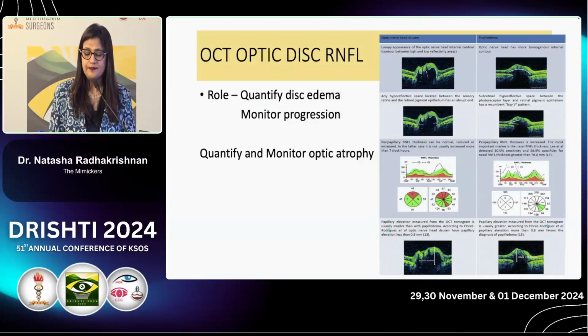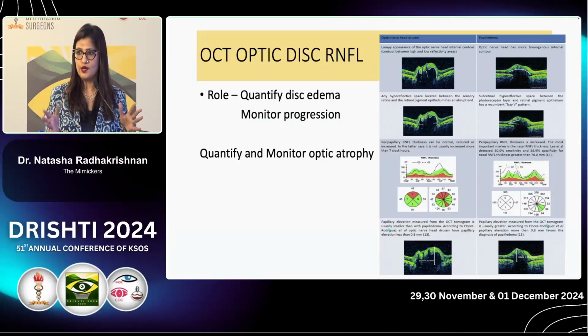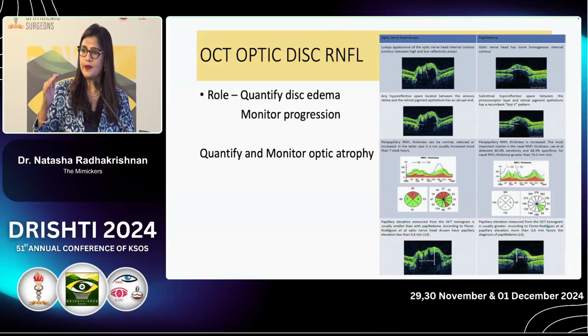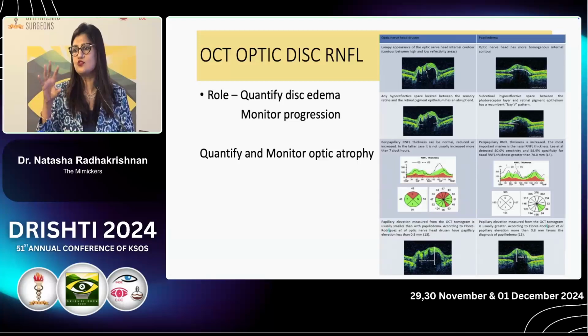In OCT, how does it help? Will it help if you want to differentiate early papilledema from a crowded disc? No, because in early papilledema the RNFL values will be in the lower part of the increased-from-normal range, and in a crowded disc also it will be in the lower part of the increased-from-normal range, which means it will be borderline.